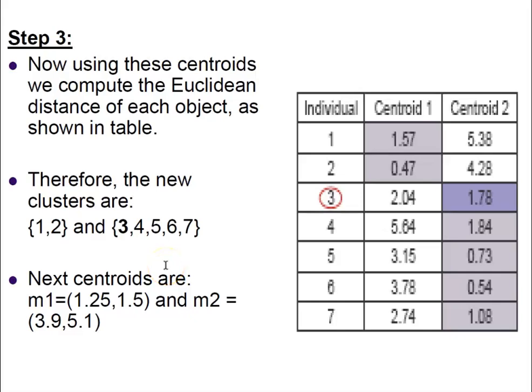So now we use the new centroids to compute the Euclidean distance of each object, as you can see in the table. And now the new clusters contain only points 1 and 2, and cluster 2 includes 3, 4, 5, 6, 7. So point 3 switched from cluster 1 to cluster 2. And these are the two centroids.